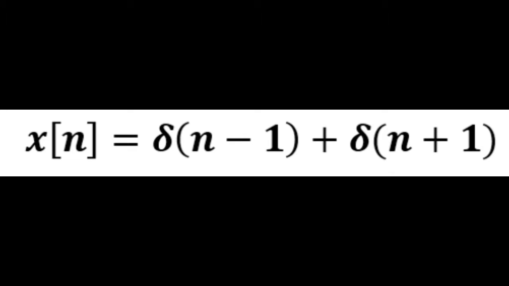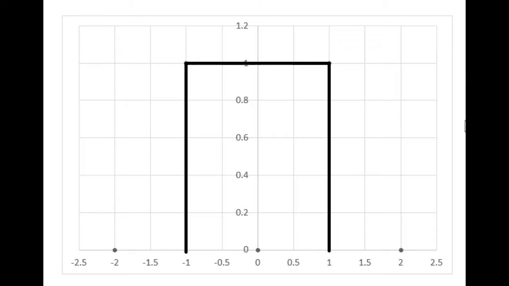For a better understanding of this formula, let's take a look at an example. The example given is x[n] equal to δ[n minus 1] plus δ[n plus 1]. From the previous equation, it can be represented in the graph shown. The graph shows that on the x-axis, 1 and negative 1 are plotted with a value of 1 on the y-axis, so a straight line above 1 and negative 1. Now, let's solve this question.